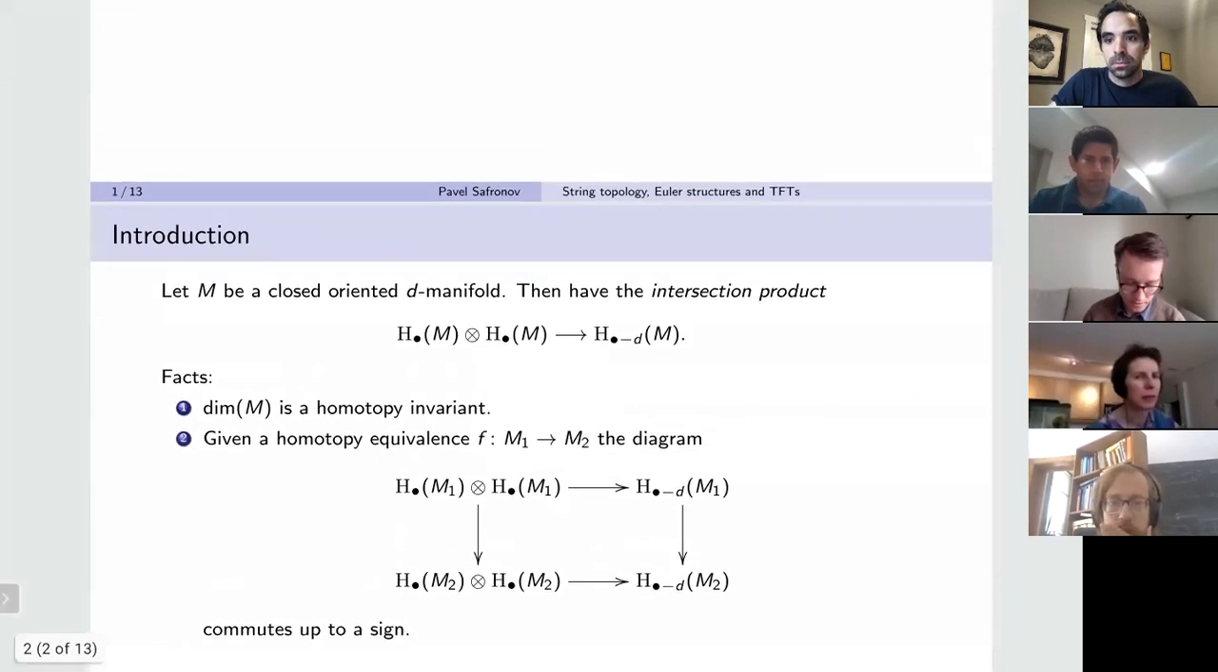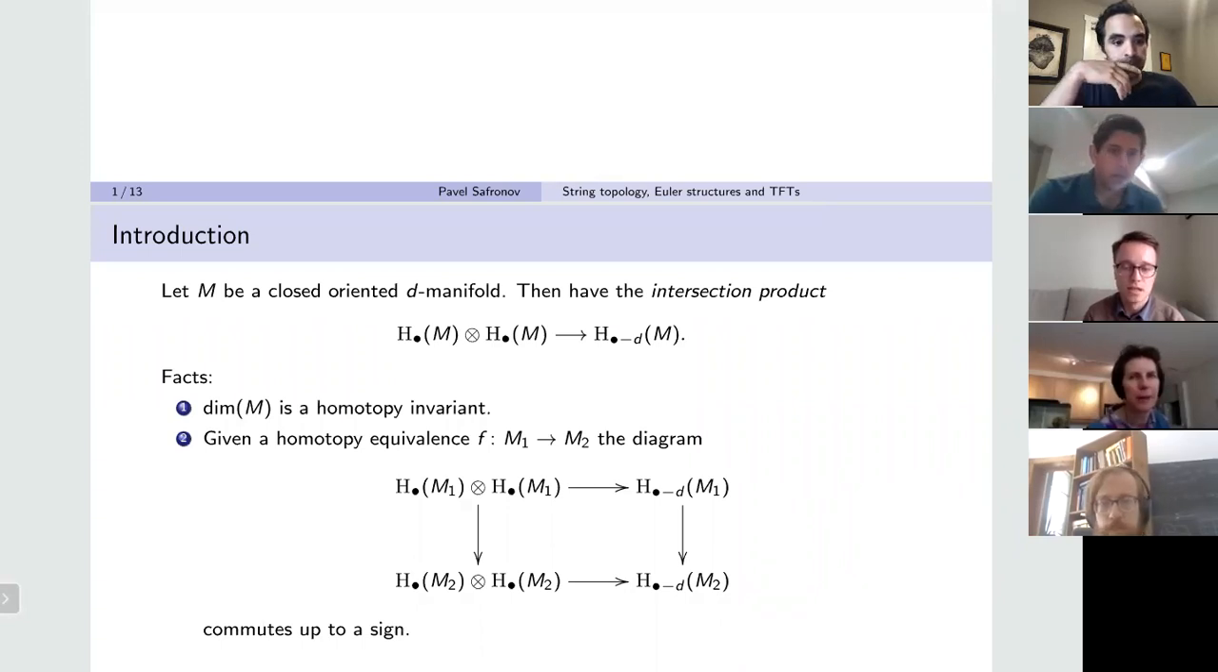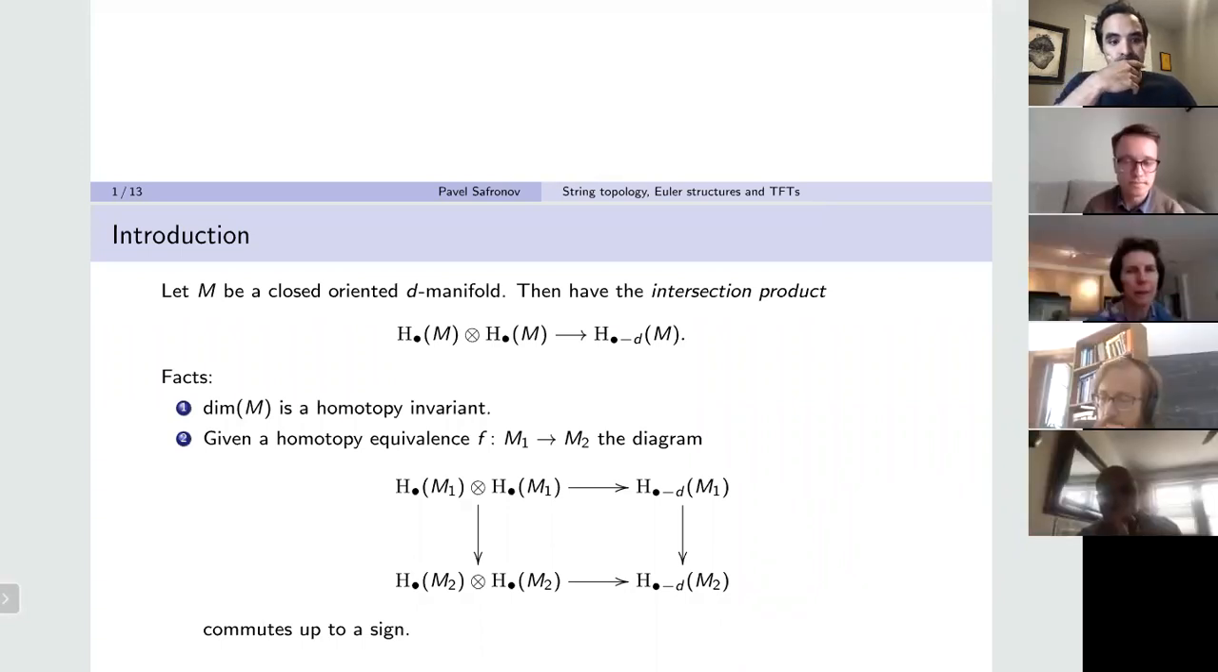Let me begin with something relatively simple. Let's say you have a closed oriented manifold of dimension d. Then on homology, you have an intersection product. So it shifts the degree by d.